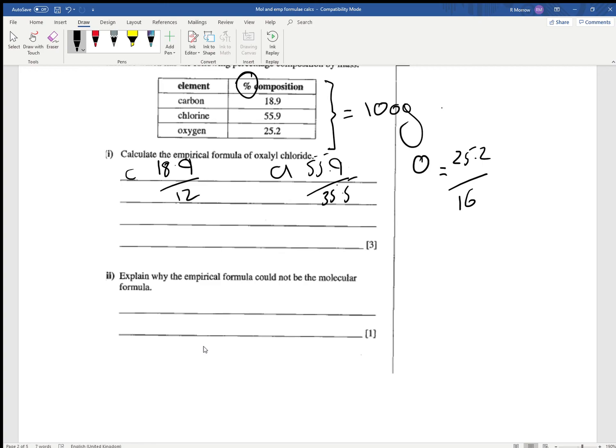So we have 1.575, which is immediately a nasty number. If I'm a student looking at that, I'm thinking, that's a bit annoying. Then 55.9 divided by 35.5 gives me 1. My eyes are lighting up a little bit there because those two are the same, so that makes life a little bit nicer. And the final one is also 1.575, so that's perfect. My empirical formula is 1 to 1 to 1, so I just write CClO.